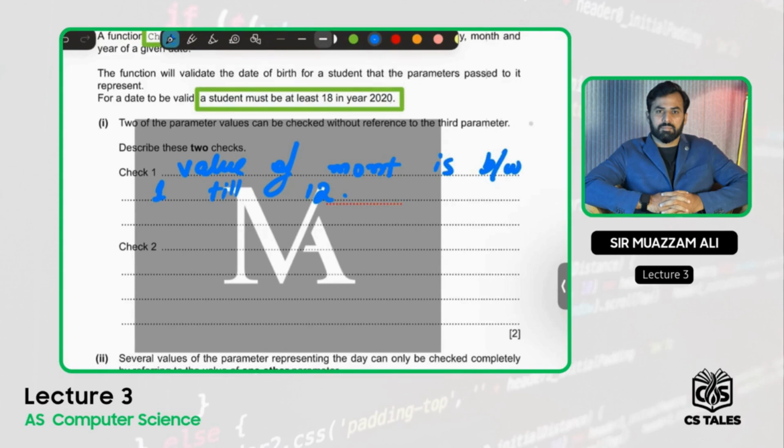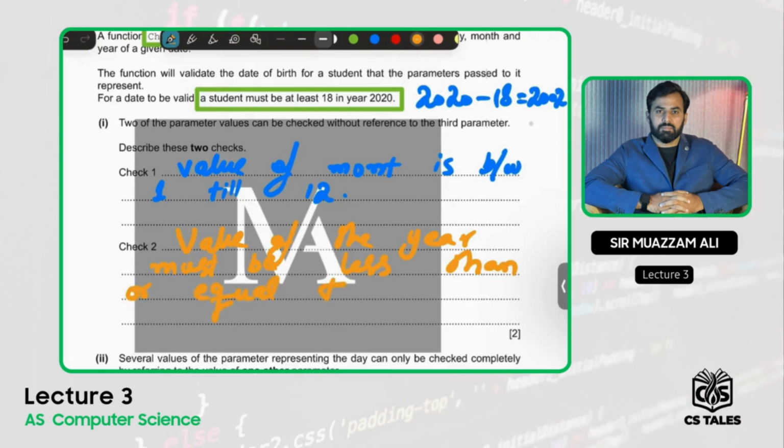And for the year, there must be 18 years. So 2020 minus 18 becomes 2002. So the value of the year must be less than or equal to 2002. All clear? At this point, any confusion? Okay.